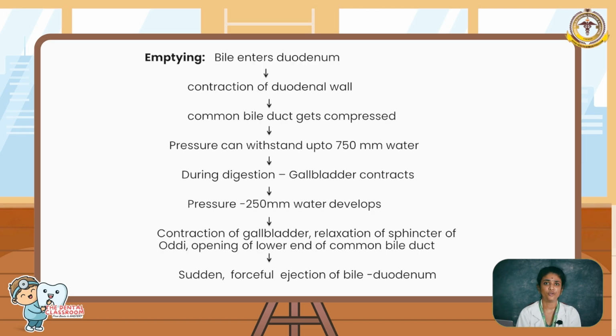Bile enters into the duodenum. Contraction of the duodenal wall will be taking place, so the common bile duct gets compressed. Pressure can withstand up to 70 mm water. During digestion, the gallbladder contracts. The pressure reaches up to 250 mm water, and the contraction of the gallbladder alone will not do the emptying process. Contraction of the gallbladder, relaxation of the sphincter of Oddi, and the opening of the lower end of the common bile duct will cause the emptying of the gallbladder.